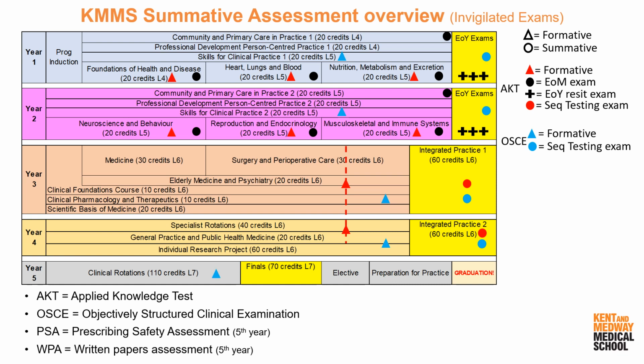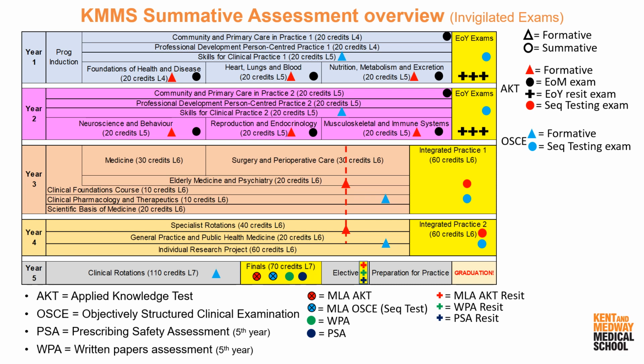In year five, the students have again got an OSCE webinar, but this time the OSCE will be the MLA OSCE, which is a sequential testing AKT, very similar to all the other AKT OSCEs that our students undergo in KMMS in years 1 to 4. So it's a sequential testing one for the MLA as well. And they have the national set MLA AKT also as done as part of finals. Then the other two assessments part of our finals exams is the WPA, the written papers assessment in year five, as well as then the PSA exam, which I've already spoken about in the previous presentation. So that's part of the finals module.